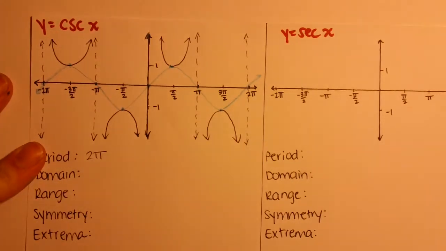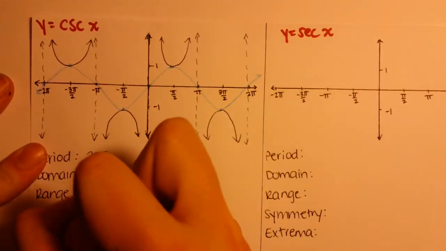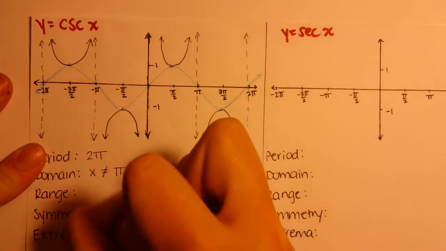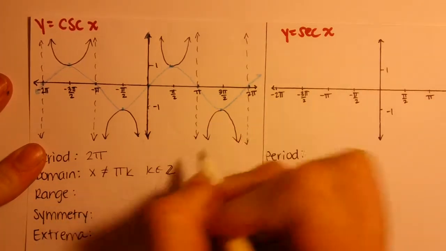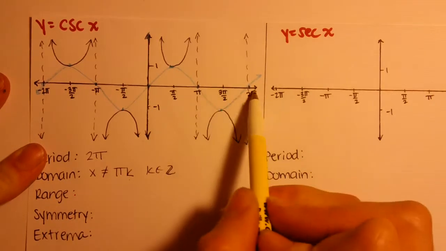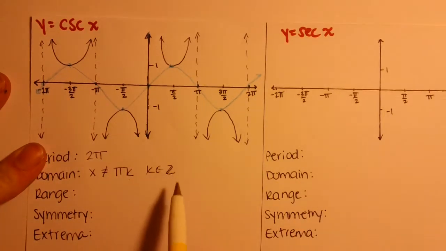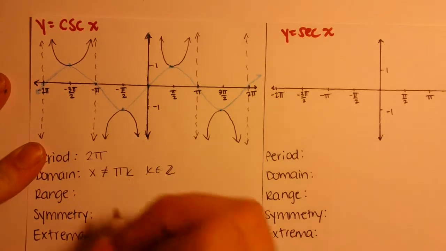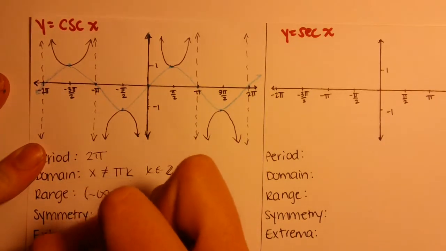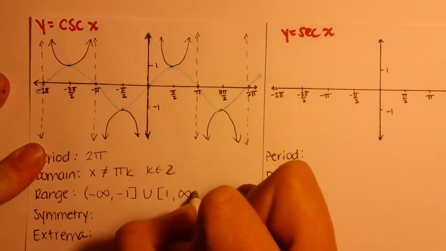So now our period is still 2 pi, but our domain is different because we can't include these asymptotes. So our domain is going to be where x does not equal pi k, k an element of the integers. The reason it's pi k is because every time we're at pi, 2 pi, negative pi, we have an asymptote. Our range is going to go from negative infinity up to negative 1, union with 1 to infinity.